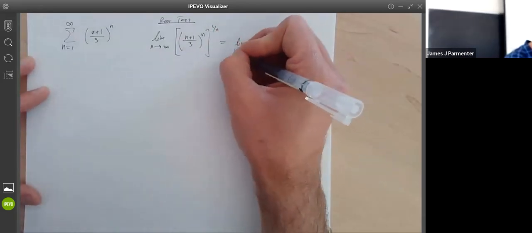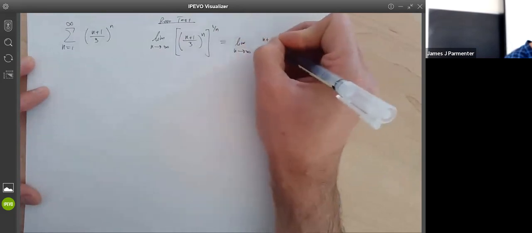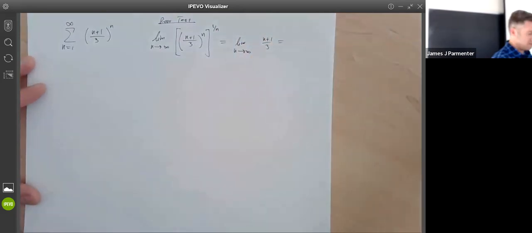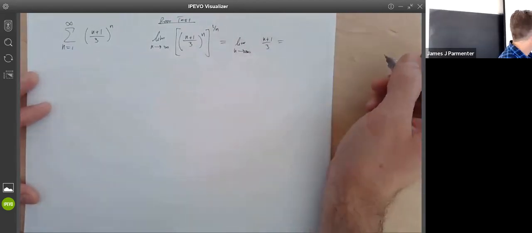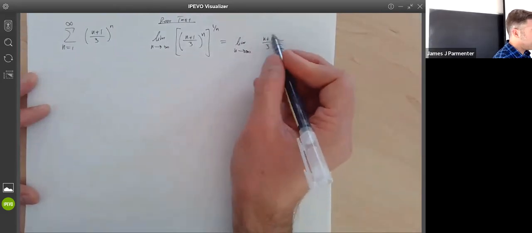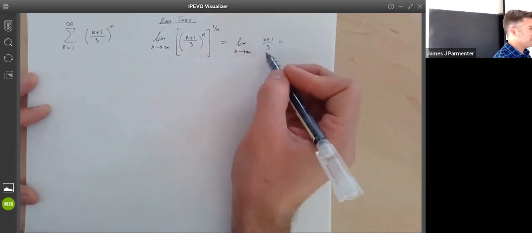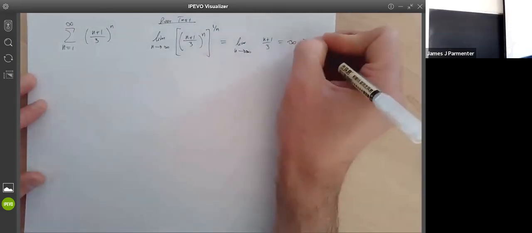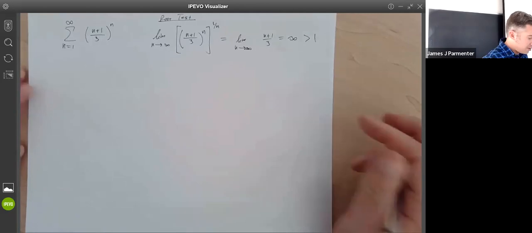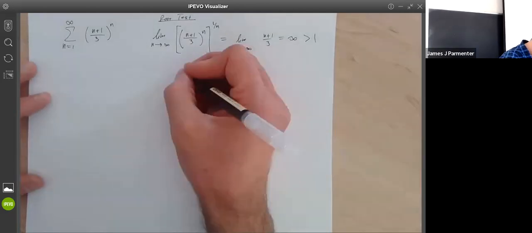You get the limit as n goes to infinity of n plus 1 over 3. N's going to infinity, so we have infinity divided by 3, which is still infinity, which is definitely bigger than 1. So in this particular case, we have divergence.